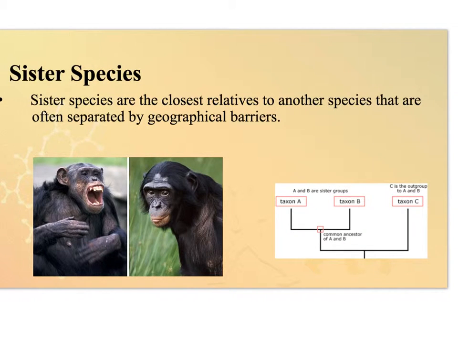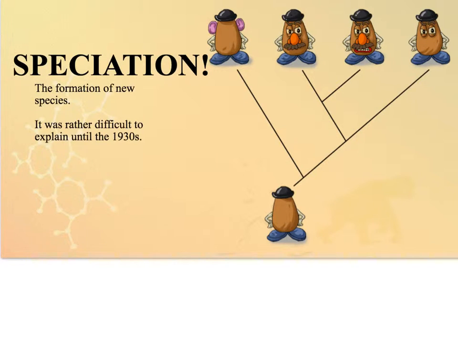Sister species are the closest relatives to another species that are often separated by geographical barriers. These geographical barriers split one species into two species, making them their own closest relative. The formation of new species is called speciation, which was rather difficult to explain until the 1930s.